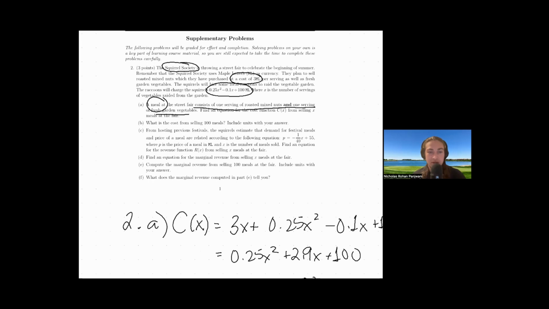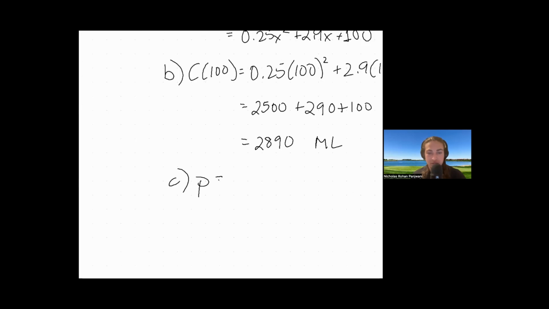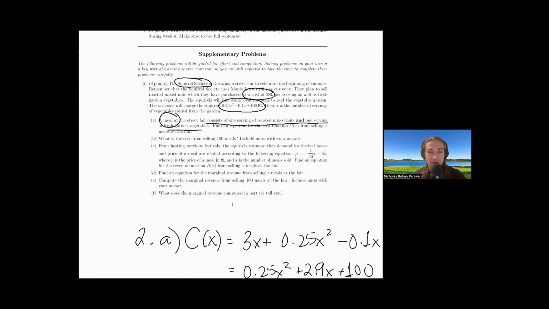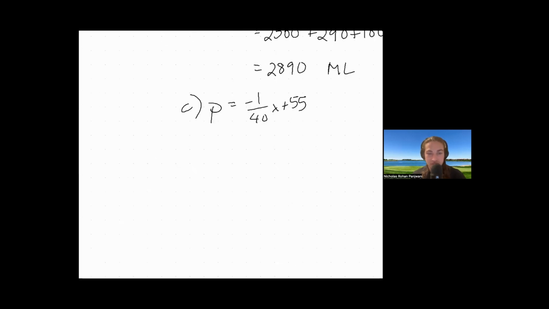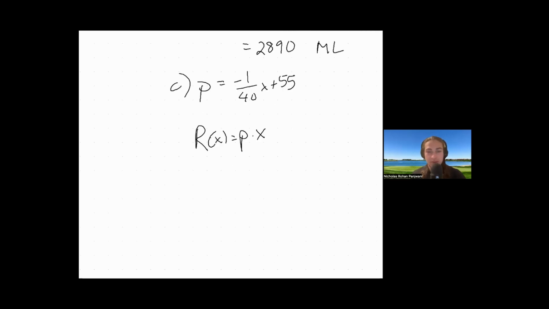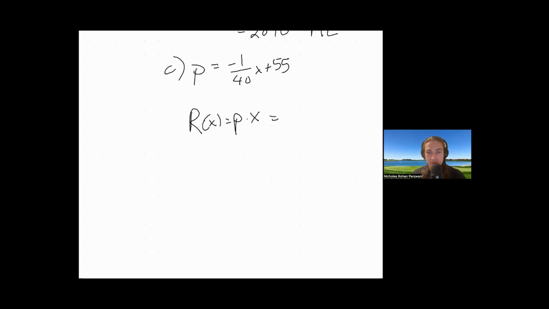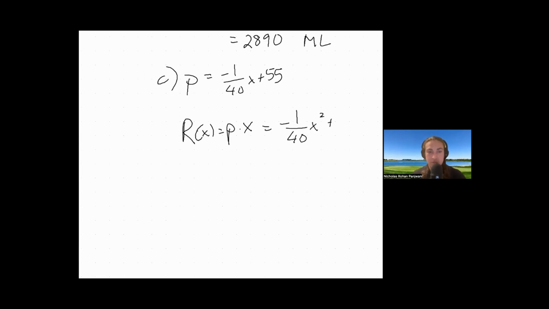Okay. From hosting previous festivals, squirrels estimate the demand. P is the price of a meal. X is the number of meals sold. Find the revenue function. Revenue is equal to price times X, quantity. Cool.